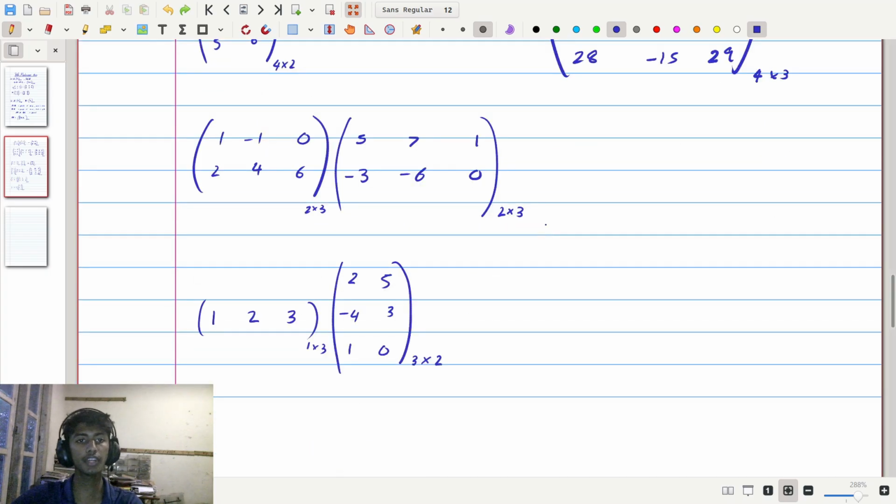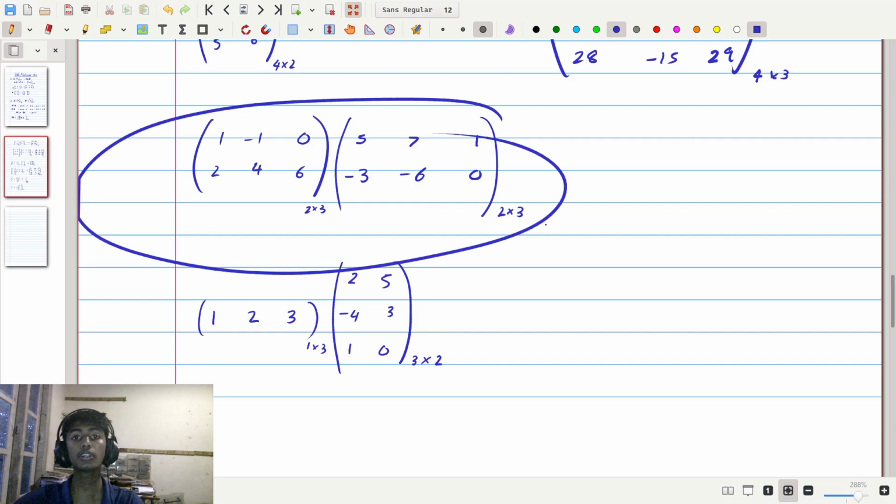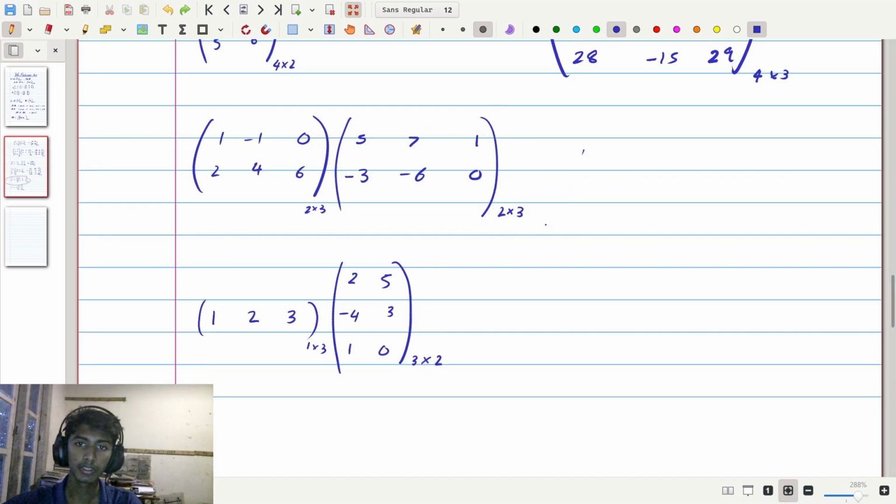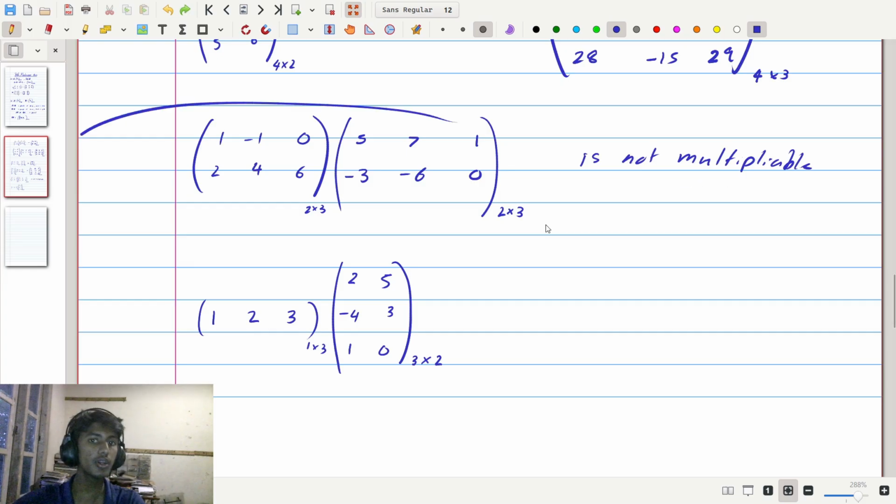Now for the next one, we can see we have a 2 by 3 matrix multiplied by a 2 by 3 matrix. In this case, the first matrix has 3 columns, while the second matrix does not have 3 rows, it instead has 2. Due to this, we can say the two matrices are not multipliable. We simply cannot multiply the two matrices together in order to get a resultant matrix. So we'll just ignore it and move on to the next one. This is an impossible case.